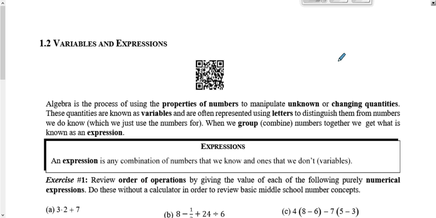So variables and expressions, we're going to get into order of operation. You've all heard of order of operation before, right? Yeah. Remember a little acronym? Yeah. We'll do that in a second.